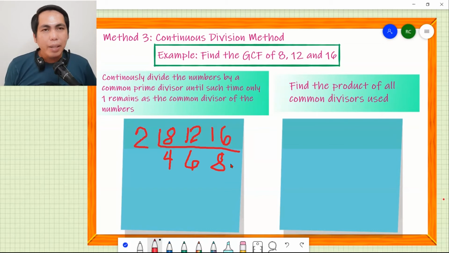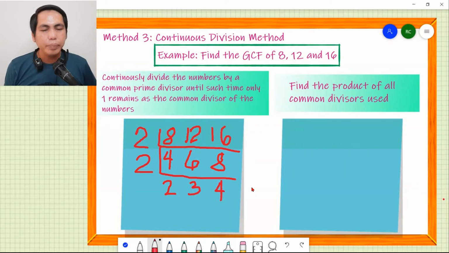We have again to think of a prime number that we can divide into 4, 6, and 8. We can use 2 again as our common prime divisor. So 4 divided by 2 is 2. 6 divided by 2 is 3. And 8 divided by 2 is 4.